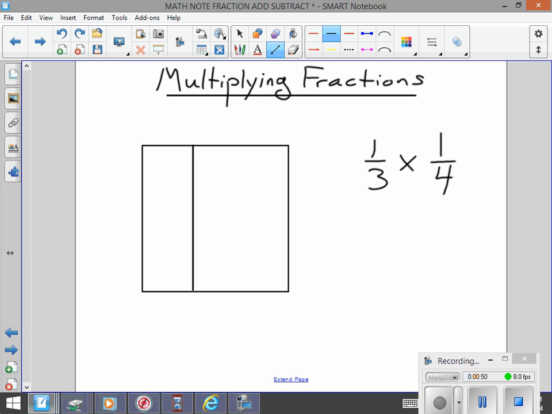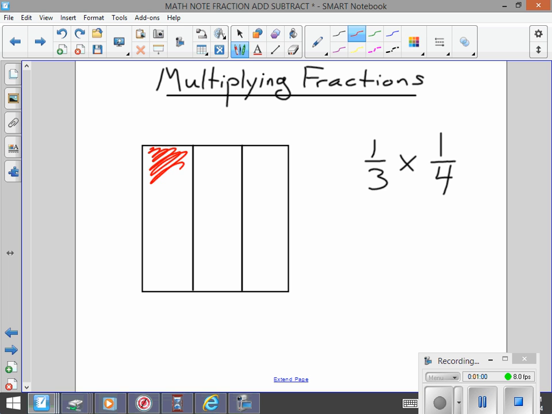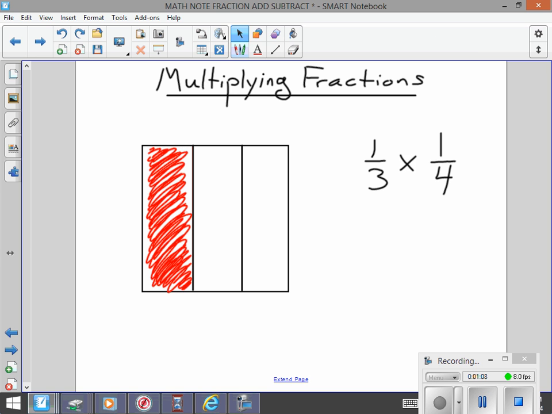We'll break this up into threes. As you see, there's 3 columns, right? And we are one of those. So we're going to shade that in. I'll just do a quick shade here. That's going to represent 1/3. Now multiplying means you're saying you want 1/3 of 1/4, right? We can use those words interchangeably.